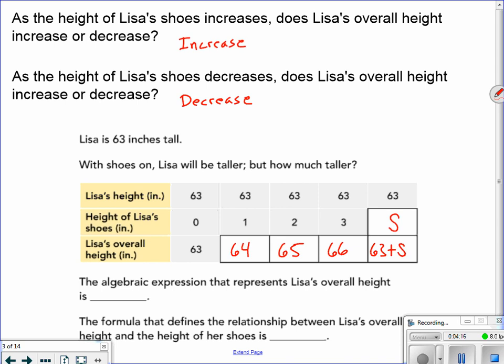So the algebraic expression that represents Lisa's overall height is 63 plus S. The last part there, the formula that defines the relationship between Lisa's overall height and the height of her shoes, is her height is going to equal 63 plus the height of her shoes. So H equals 63 plus F.